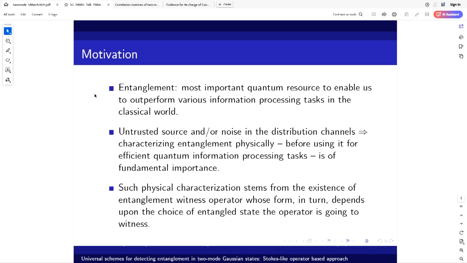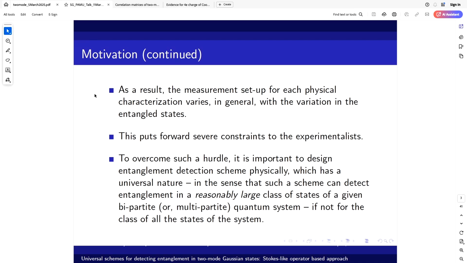NPT of course works, but the point is that you will have to be a bit careful about the convergence and all those things. Okay. So, as I said, we have to look for something which is universal.